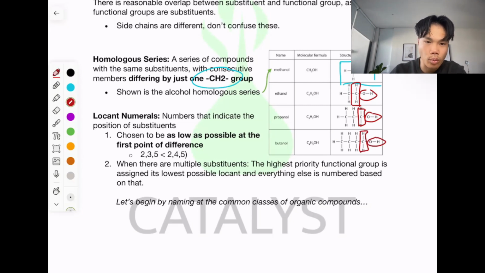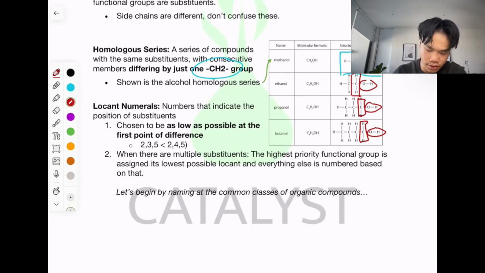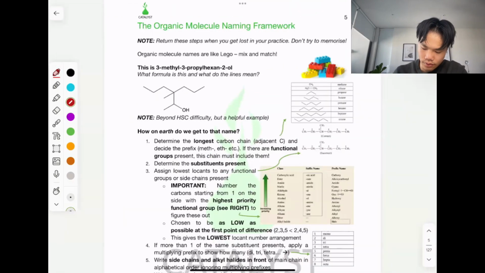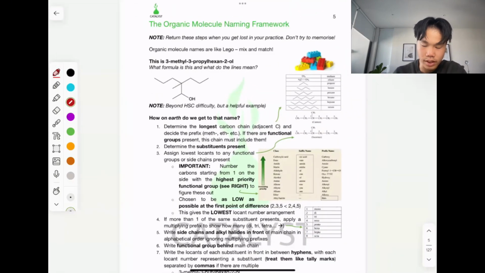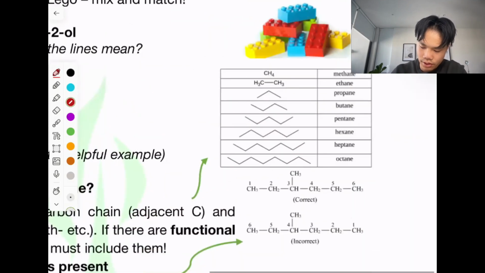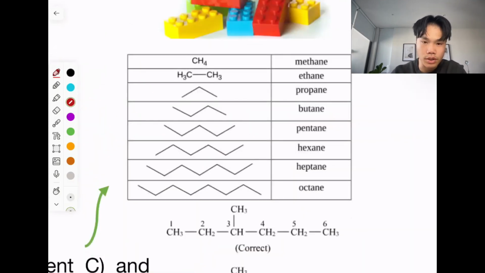Locants describe where on the chain a functional group is. So 2 would indicate it's on the second carbon, and you always want to number the molecule so that the highest priority functional group is assigned the lowest possible locant. This page takes you through how to name a complex molecule. Prefixes, make sure these are memorized.